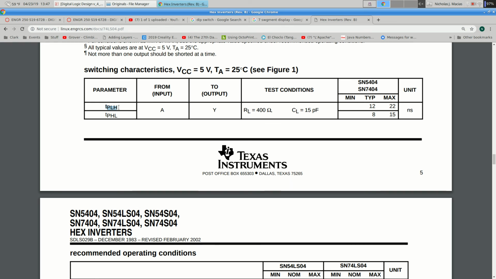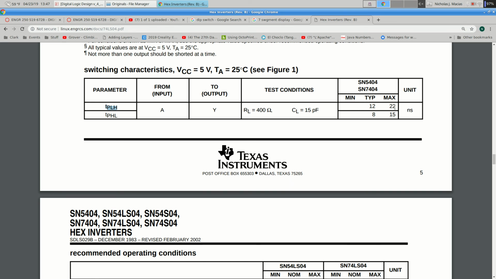TPLH, that's propagation delay from low to high. That's saying if your output is low and now it's going to go high, how long does it take? You're going from an input to an output. Typical time, 12 nanoseconds. Maximum time, 22 nanoseconds. That's a lot of time. 22 billionths of a second.